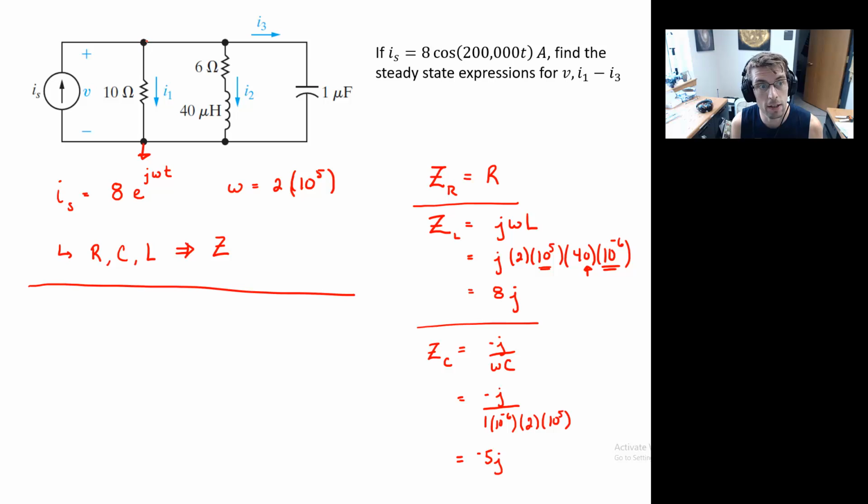And so I will write the equation for the top node. That is simply I_S, and then we have plus the potential divided by the impedance of the 10 ohm resistor, plus the potential divided by the impedance of the 6 ohm resistor. I guess I'll call this R1 and R2. Plus the potential divided by the impedance of the inductor. And then added to that, we have the potential divided by the impedance of the capacitor. And that whole rigmarole equals 0.